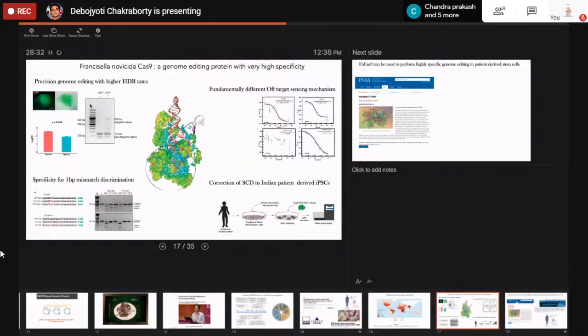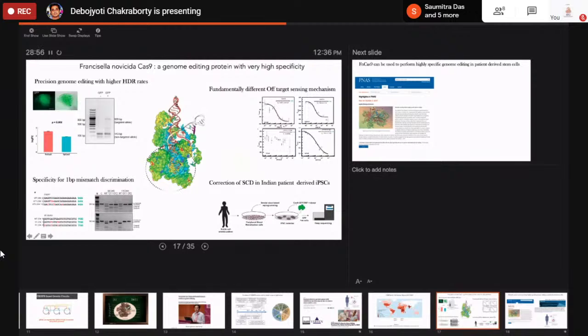A project assistant in the lab, who was there for a short time, one day just came and showed me this gel which you see on the left bottom. If you compare Streptococcus pyogenes Cas9 versus FN-Cas9 on off targets of a target, OT1, OT2 are off targets, whereas the Streptococcus pyogenes Cas9 would actually cleave the wild type sequence and the off target sequences.